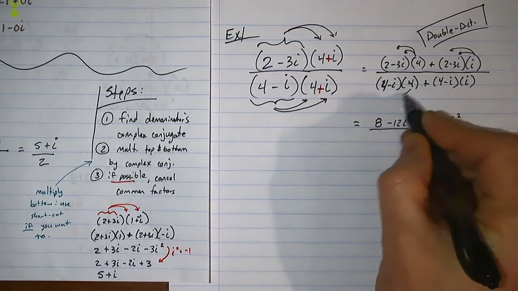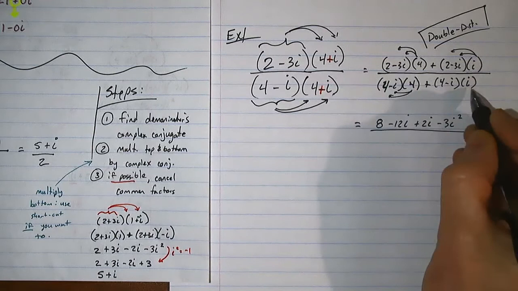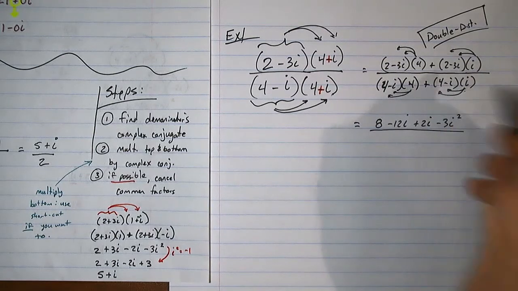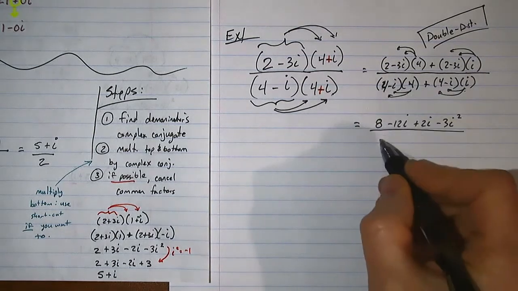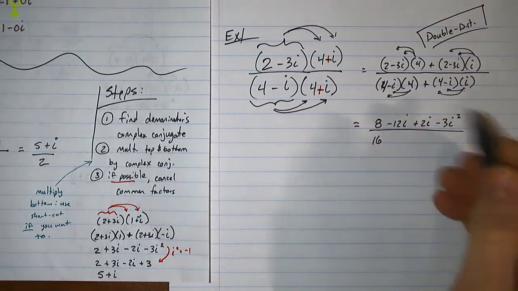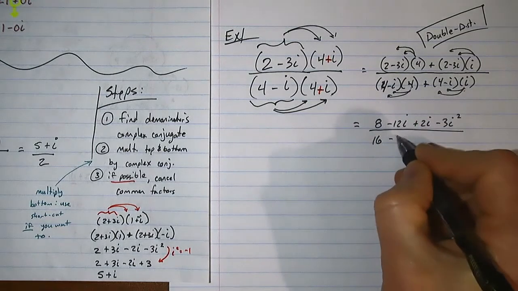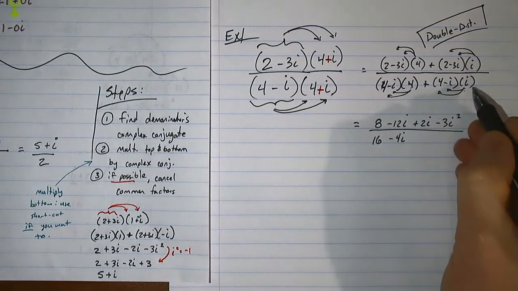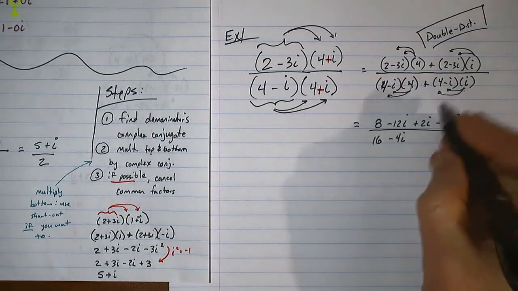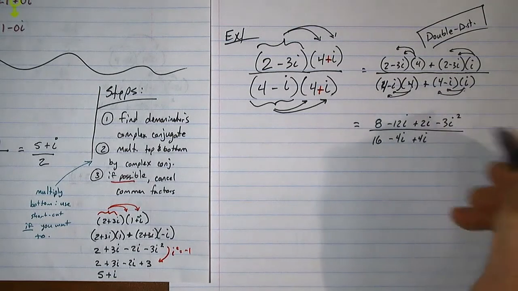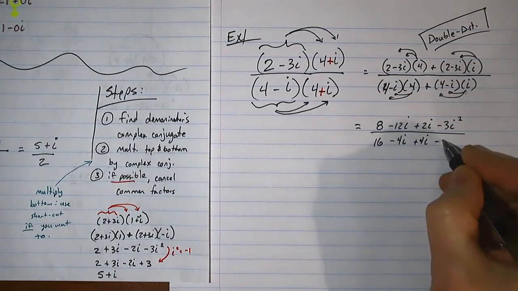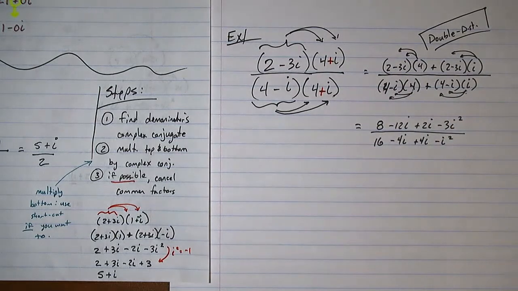And then I also have to do my second half of the double distribute in the bottom. So 4 times 4, that gives me 16. 4 times negative i is a negative 4i. Over here, i times positive 4 is a positive 4i. And i times negative i is a negative i squared.